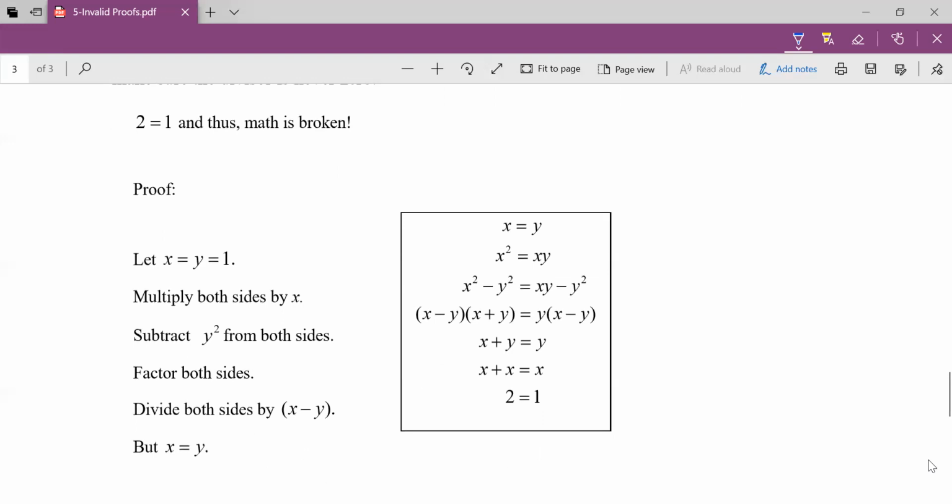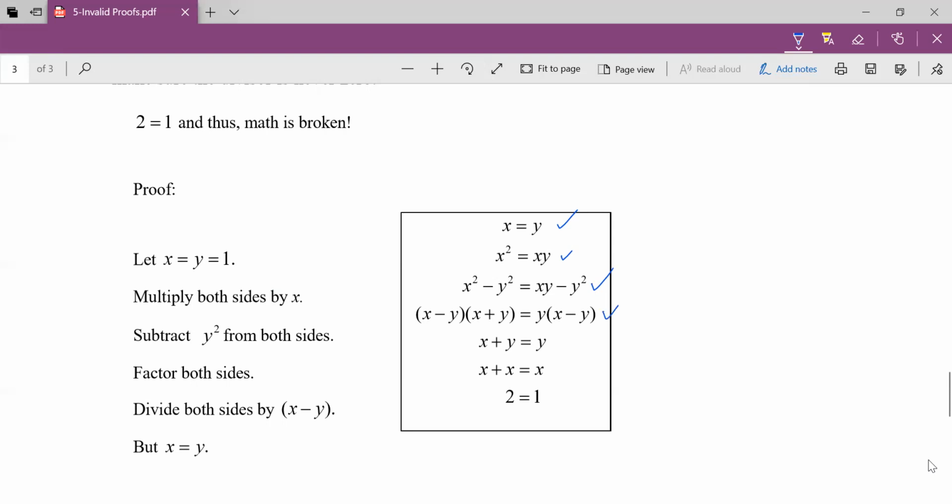They start off with making statements. They say x is equal to y. So I've got two numbers that are equal to each other. Then they say, okay, let's multiply both sides by x. Done. And then they say, let's subtract y squared from both sides. So they're maintaining equality. They haven't done anything incorrectly at this point. Then they say, let's factor both sides. And their factoring is correct.